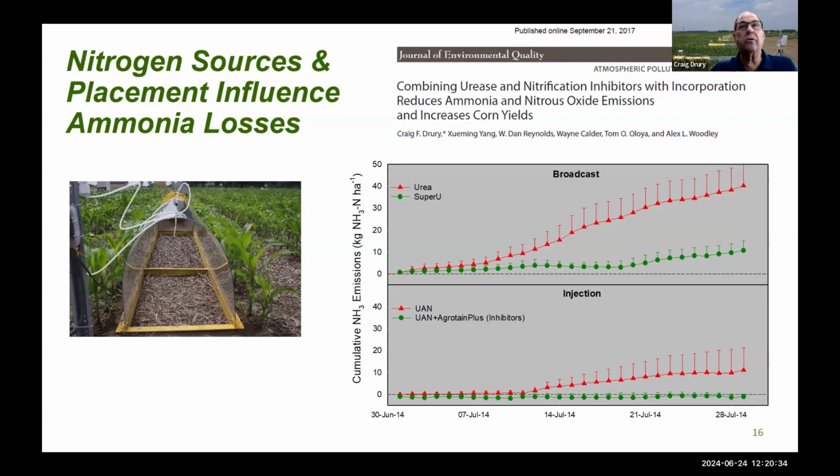So in this particular year, back in 2014, we lost, when we had broadcast urea, that's the top graph, about 40 kilograms of N. That's with just urea. When we added Super U, which is the urea with the dual inhibitors, we dramatically reduced ammonium loss. It dropped from 40 down to about 10. If we just injected UAN, this is the bottom graph in red, it also drops to about 10. But by injecting and stacking practices, injecting with the two inhibitors, we eliminated losses.